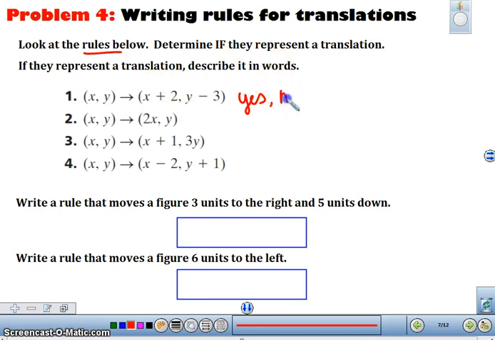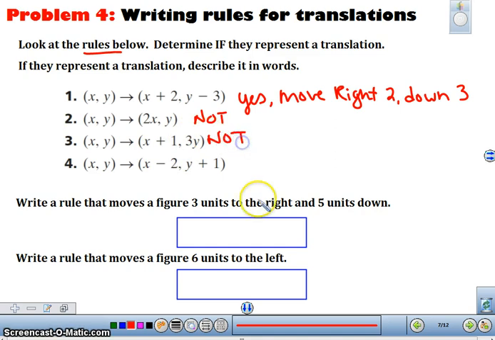Adding means we're going to move it to the right. How far are we moving it to the right? 2. The -3 tells us we're going to move it down, because it's subtracting 3. This next one, multiplying by 2, is not going to be a translation. That's something that happens that makes the points bigger or farther away. x plus 1 and 3y: this first one translates, but the second one does not, so it's not a translation.